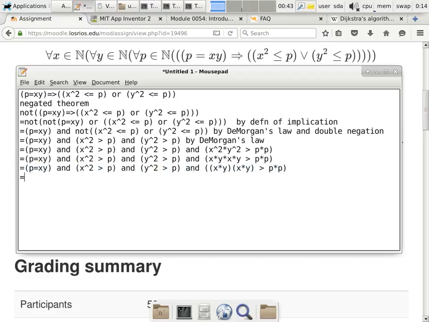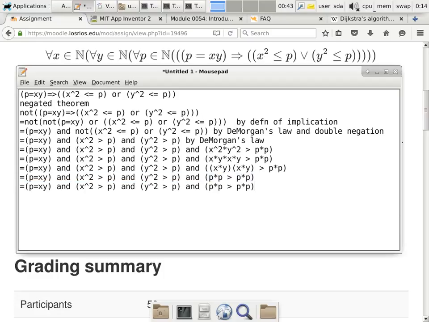And that, by definition, x times y is p, x times y is p. So we have p times p is greater than p times p, and that is our contradiction. So one last step is to say this is zero. This is a contradiction. Cannot happen.